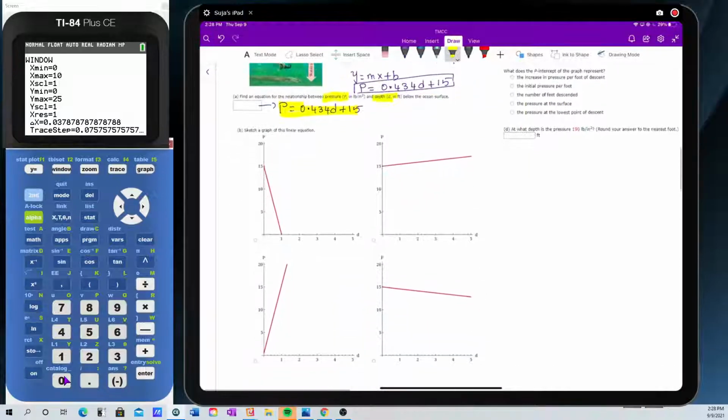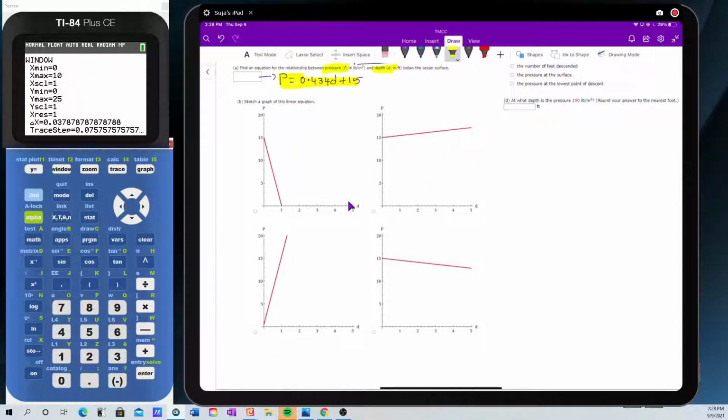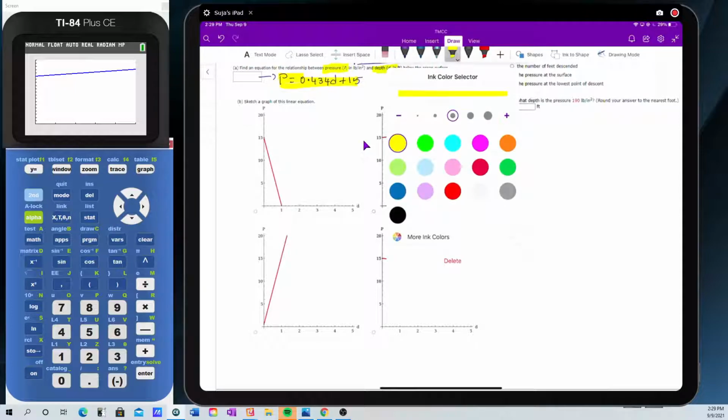If you look at the graphs here, all the graphs have a maximum x value of 5 and a maximum y value of 20. So I would change my x max to 5 so that I can connect to what I'm seeing here, and my y max to 20. So hit graph, and this is the function that we see. From here we can identify that the answer is my second graph, which is this one.